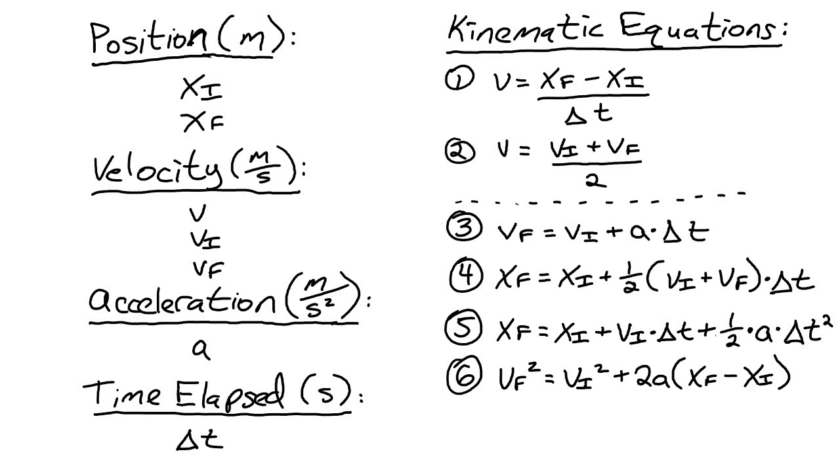Here are our kinematic equations as well as these position, velocity, acceleration, and time elapsed quantities. So write these down, it will help you. And just understand this. For position, it's measured in meters, velocity in meters per second, acceleration in meters per second squared, and time elapsed is in seconds.